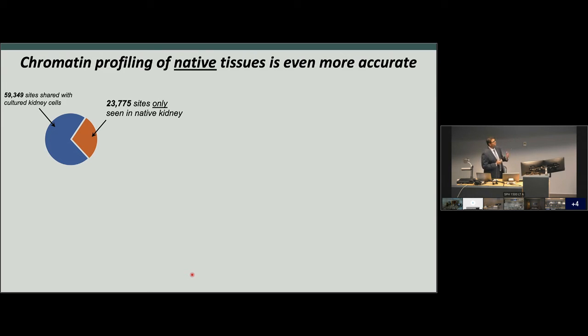Gratifyingly, the majority, about 70% of the sites, are actually shared with our previous maps. However, there are about 24,000 sites which are completely new and only present in the native tissues. Okay? So hopefully we're getting closer to the reality in terms of the real epigenomic state of these cells.